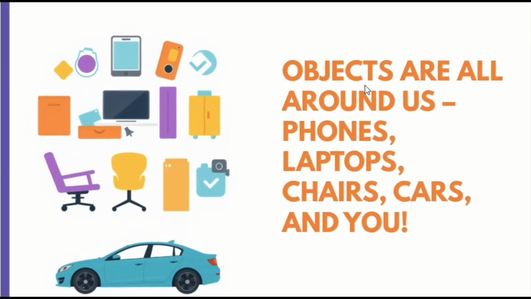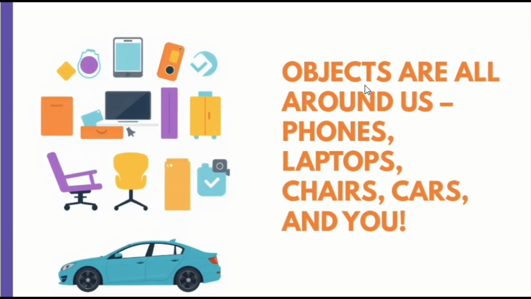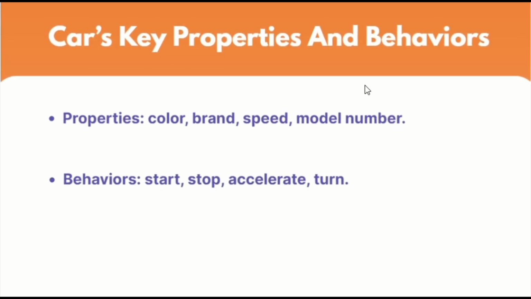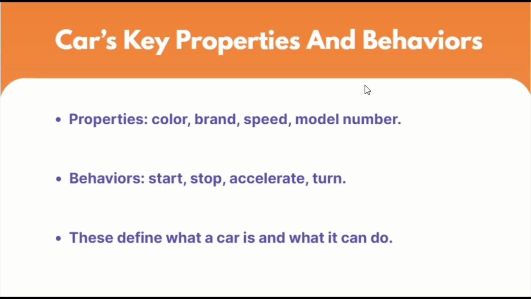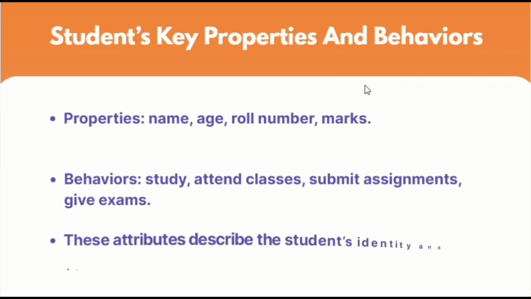Now you might think, what exactly makes something an object? Well, almost every object usually has two things: properties and behavior. Let's understand this using a car. A car has a color, a brand, a speed, and a model number. These are all properties because they describe the car. But a car can also do things. It can start, it can stop, it can accelerate, it can turn. These are behaviors because they describe what the car can actually do.